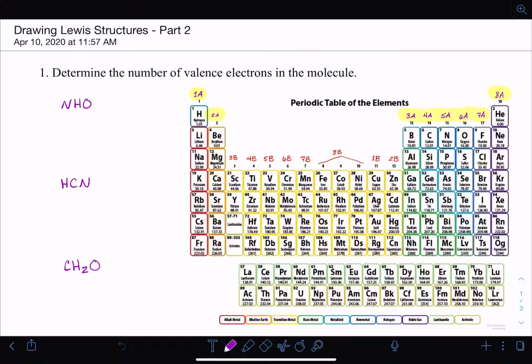So the first thing we always want to do is determine the number of valence electrons in our molecule. We do that using the group numbers for our elements. In our first example here, NHO, nitrogen is in group 5, so that'll have 5 valence electrons. Hydrogen is in group 1, so that'll have 1. And oxygen is in group 6, so that will have 6 valence electrons. So this will be 5 for nitrogen, plus 1 for hydrogen, plus 6 for oxygen, which gets us a total of 12 electrons for our first example.